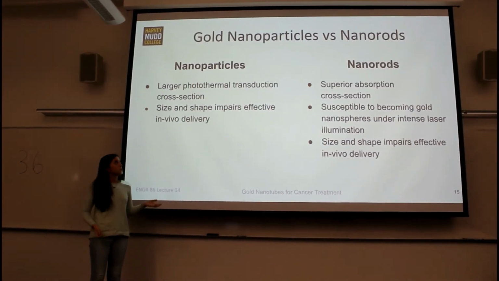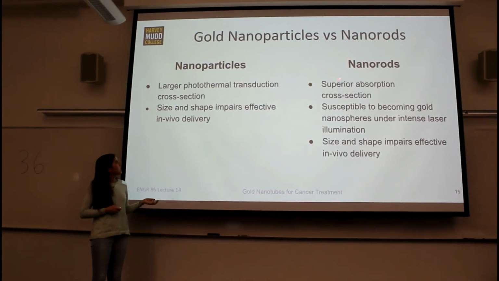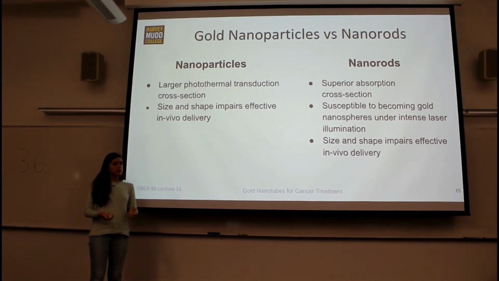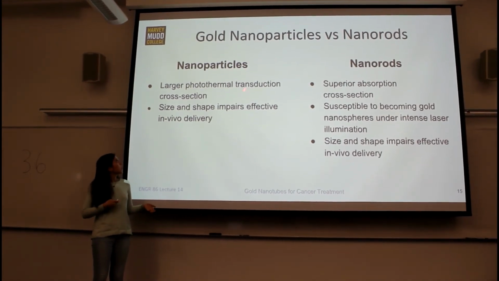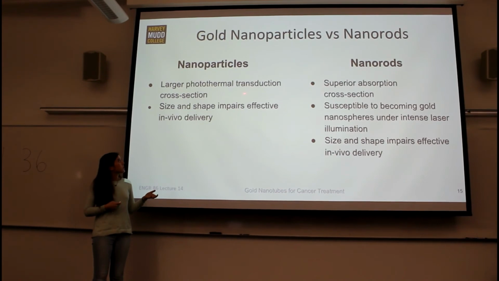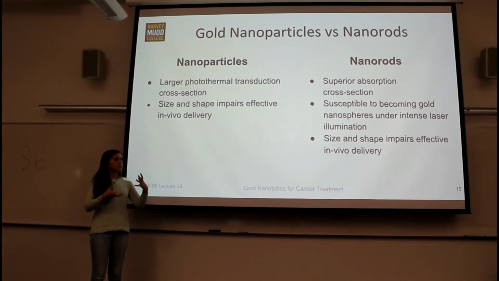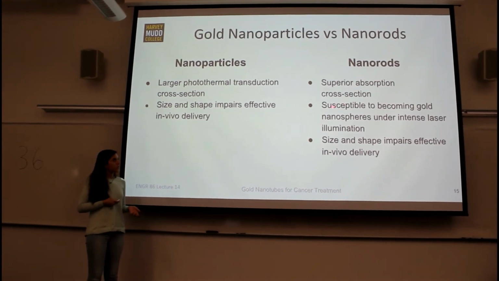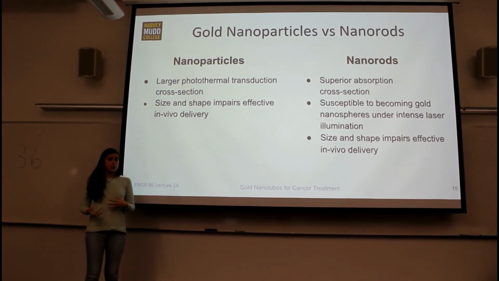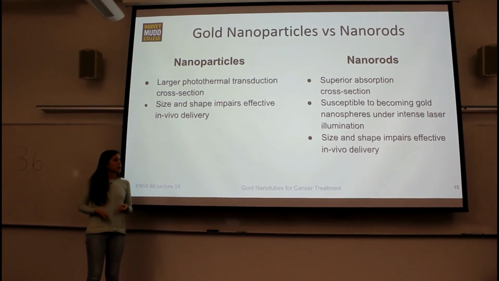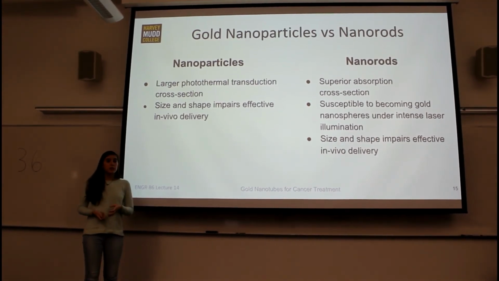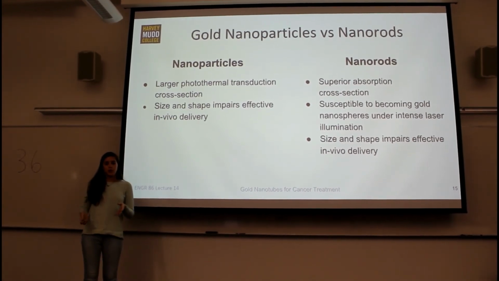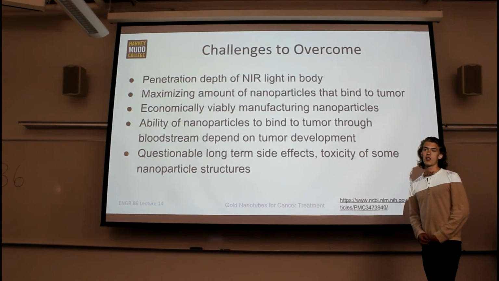So to compare these two, we have nanoparticles and nanorods. They both have a size and shape that impairs effective in vivo delivery. However, nanoparticles have larger photothermal transduction cross-section, which I think means that you can disperse the heat better throughout the tumor. Nanorods, on the other hand, have superior absorption cross-section, so they can absorb more light to turn into heat, but they're susceptible to becoming gold nanospheres when they're given too much intense laser illumination. So there are challenges to overcome.